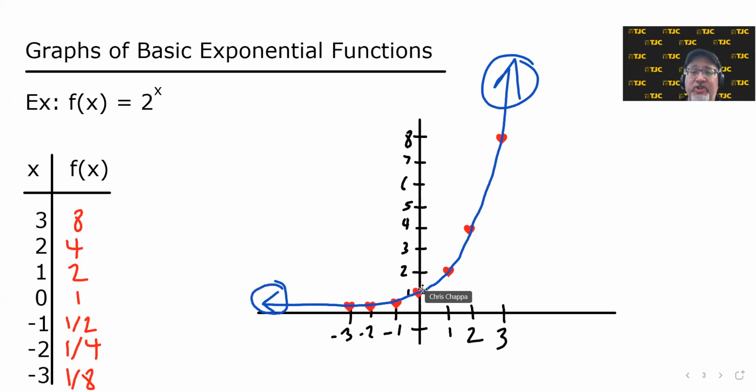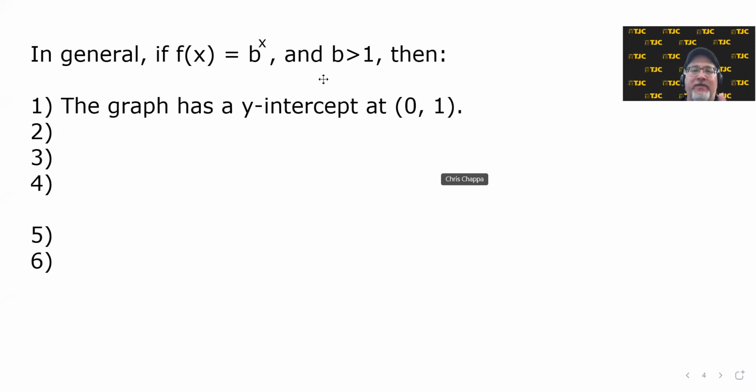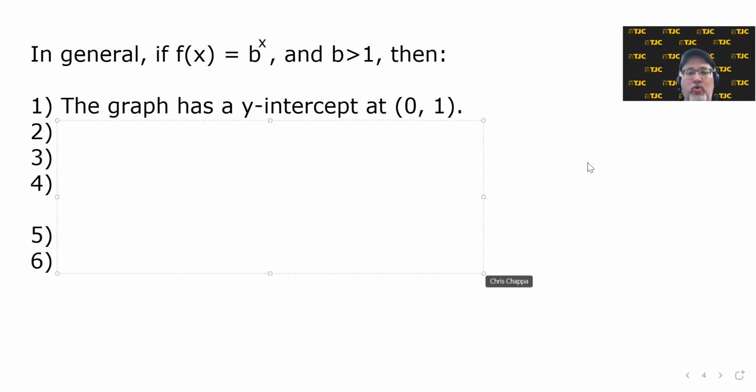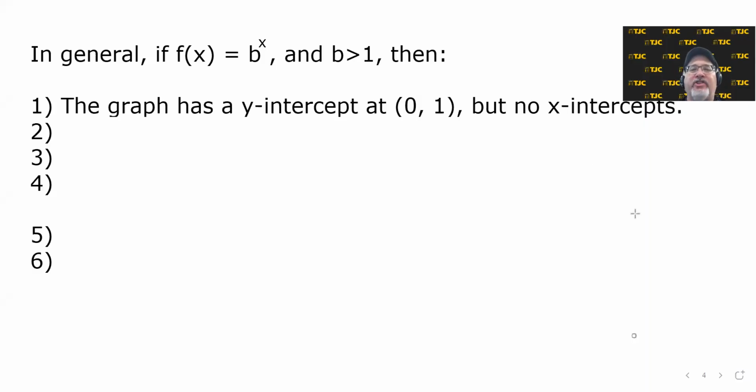And it makes perfect sense because to be the y-intercept, your x has to equal 0. And regardless of the base, as long as it's not equal to 0, and if you're greater than 1 then you can't be 0, any number to the 0 power is 1. So we'll always have a y-intercept at 0, 1. But what about x-intercepts? Well, okay, it didn't say it there, but there are no x-intercepts. So give me 1 second to fix this. There we go. The graph has a y-intercept at 0, 1, but no x-intercepts.